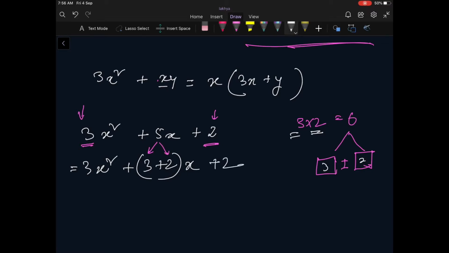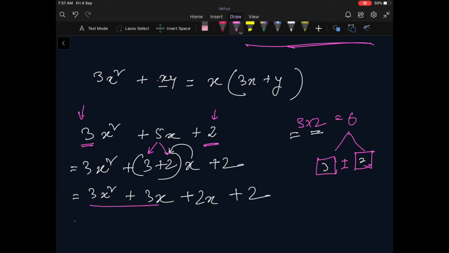Now 3x square plus 3 into x is 3x, and 2 into x is 2x, plus 2. Now you see from these two terms we can take x common, and 3 common. Not only x, we can take x and 3 common.